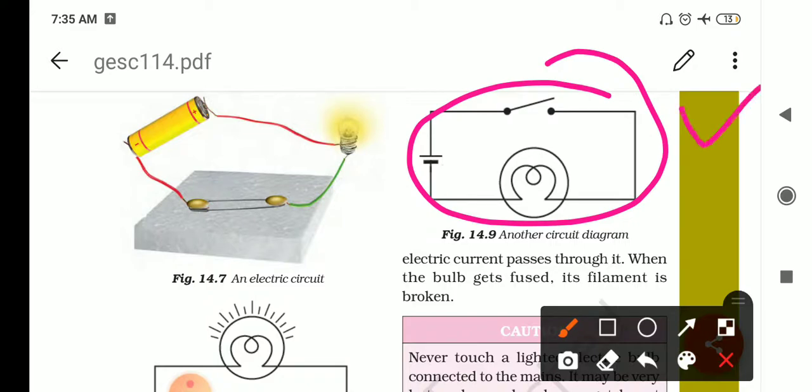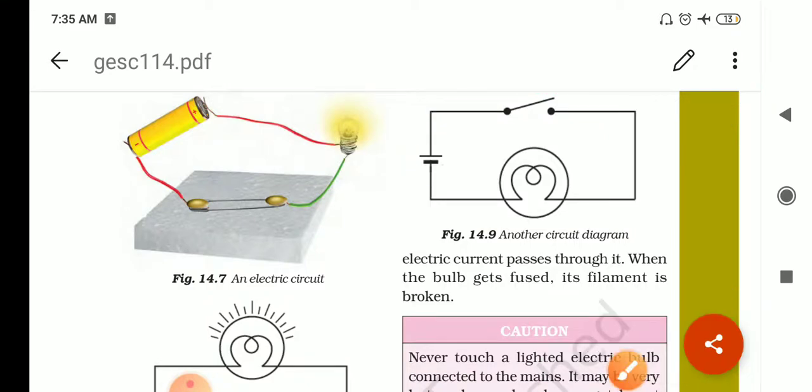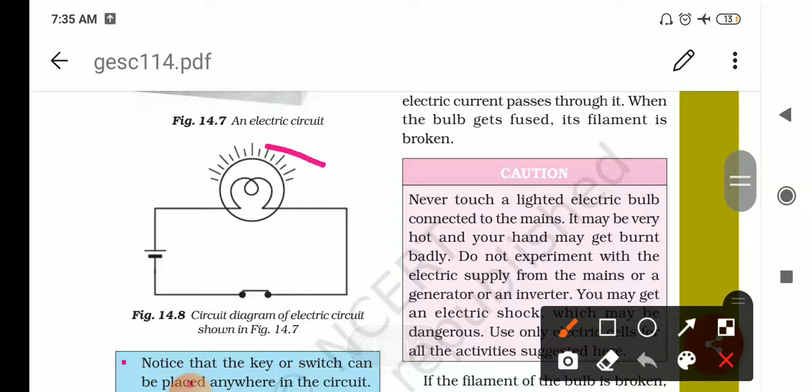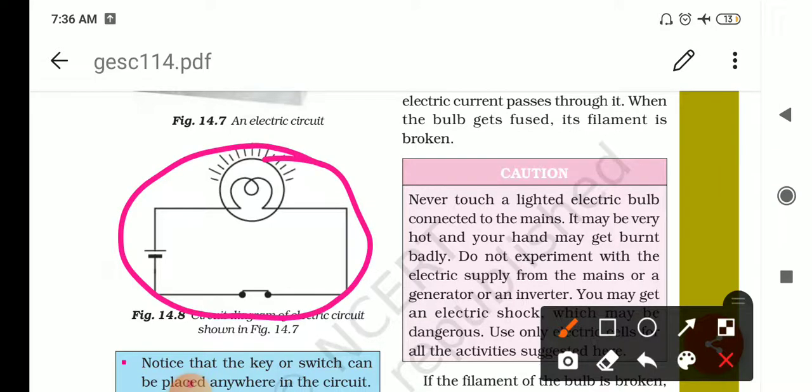Yes, it is an open circuit. This circuit is called an open circuit because the switch is not in the on position. This is an off position. That's why in this circuit the electric current will not flow, and this is called an open circuit, right? And this one is a closed circuit because this is a circuit in which electricity is flowing and the bulb is glowing. This is an intact, or we can say closed, circuit, right? So in a closed circuit electricity will flow, and in an open circuit electricity will not flow.